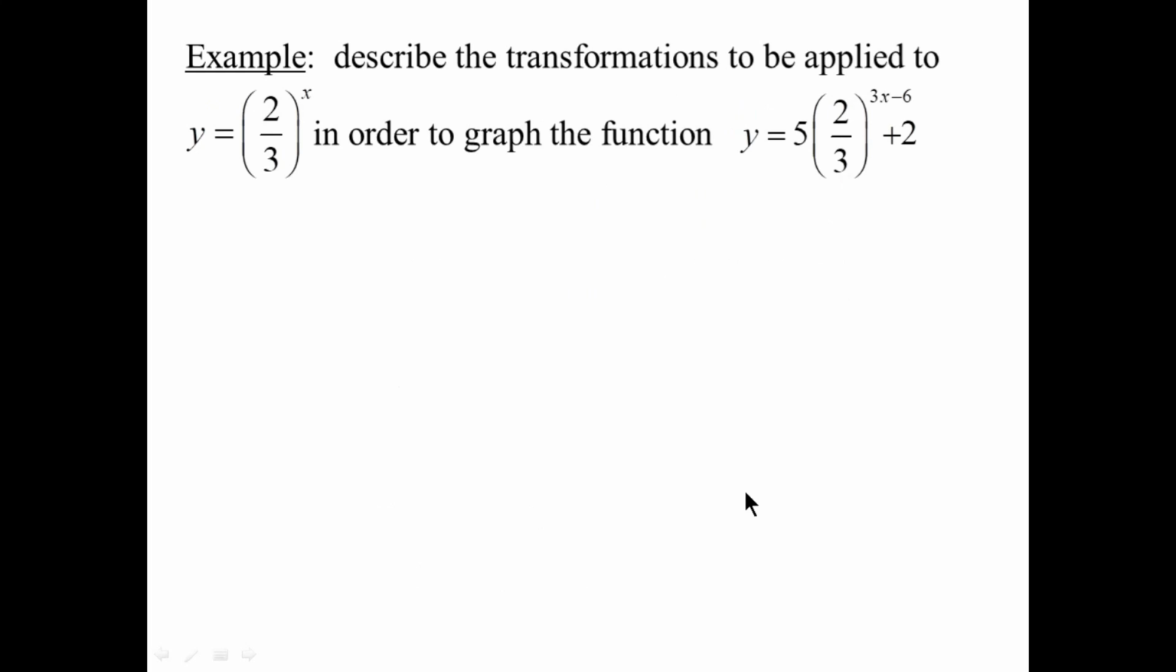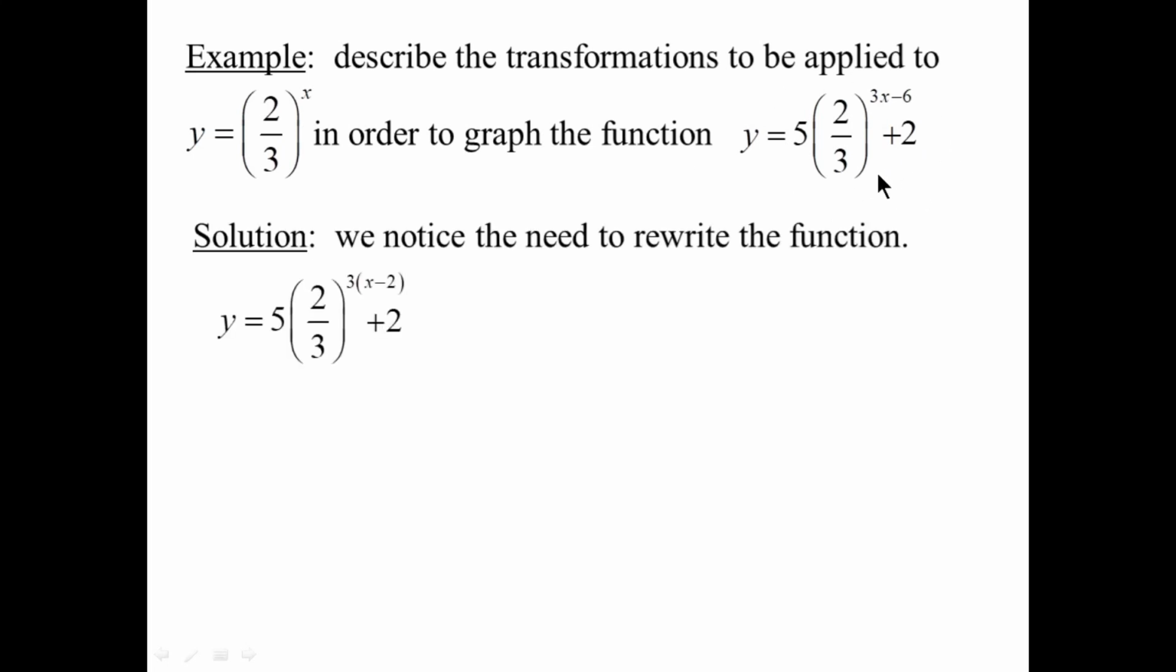Let's do it again. Describe the transformations to be applied to a given function in order to graph that same function transformed. Let's make a list. Solution: we notice the need to rewrite the function because in the standard equation it's a single x, and that's not 1x, that's 3x. So we need to make sure there's a single x in the brackets. We common factor out the 3. Here it comes out nicely. Even if it didn't come out nicely, it's still necessary to factor out or divide out 3.